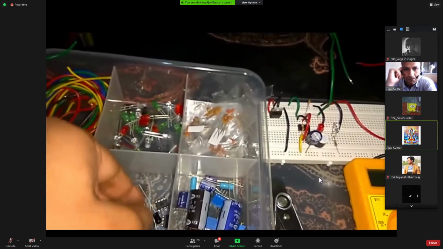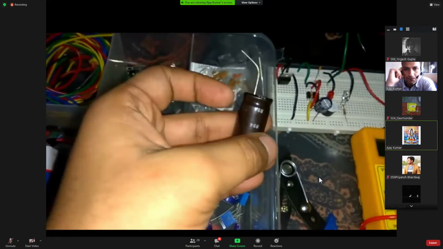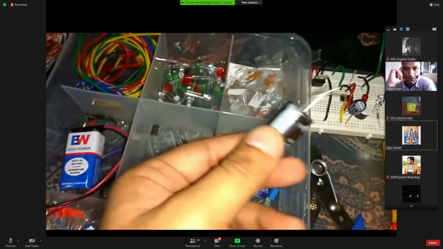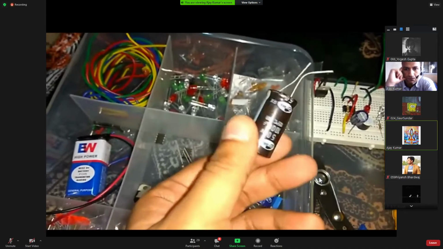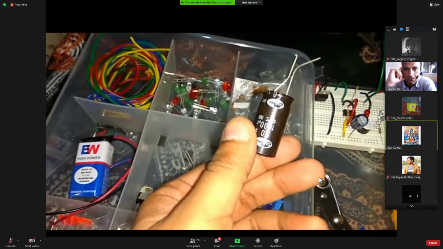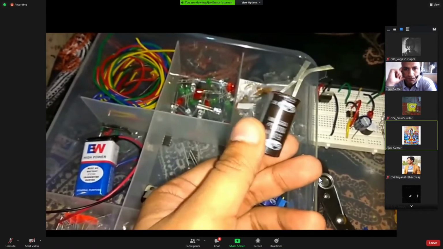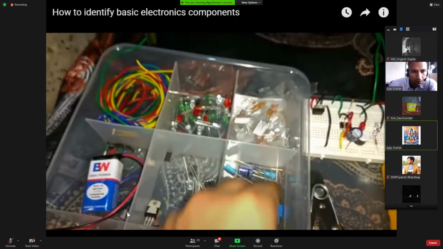So, capacitor. In basic, capacitors are of three types: electrolytic, ceramic, and metallic. This one is an electrolytic capacitor. The main identification is that an electrolytic capacitor has polarity, two polarities. One is negative and the second one is positive. As we see, there is a negative sign.